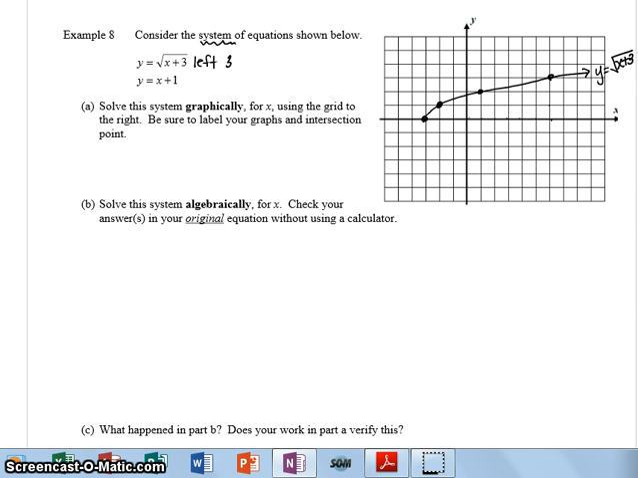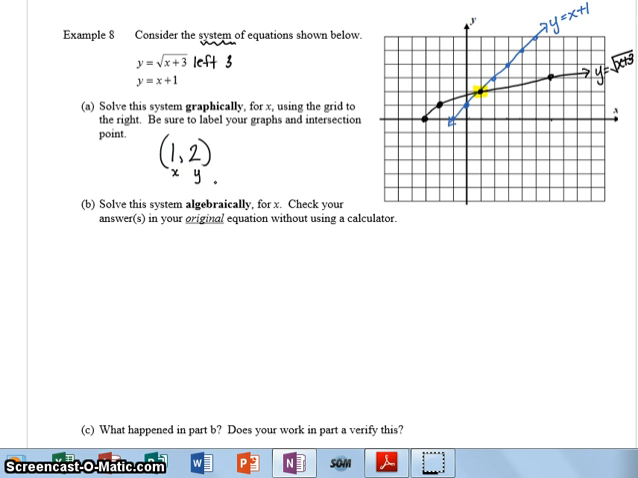The next one is just linear. So that has a y-intercept of 1, and I move slope up 1 over 1, up 1 over 1, up 1 over 1, up 1 over 1, up 1 over 1. So I get this line right here, and that's y equals x plus 1. Okay? So now you can clearly see that my point of intersection is at 1, 2. So x is 1, y is 2.